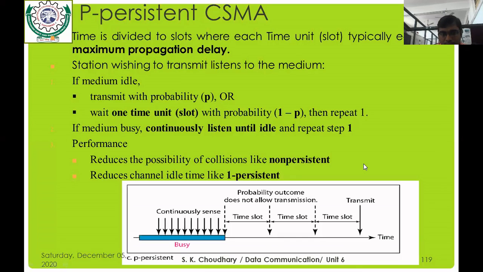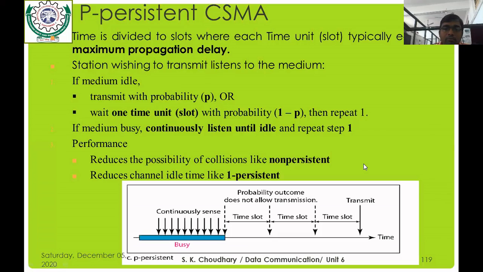As for the performance of p-persistent, it reduces the possibility of collision like non-persistent, and it reduces the channel idle time like one-persistent. That is superior to all of these three methods.